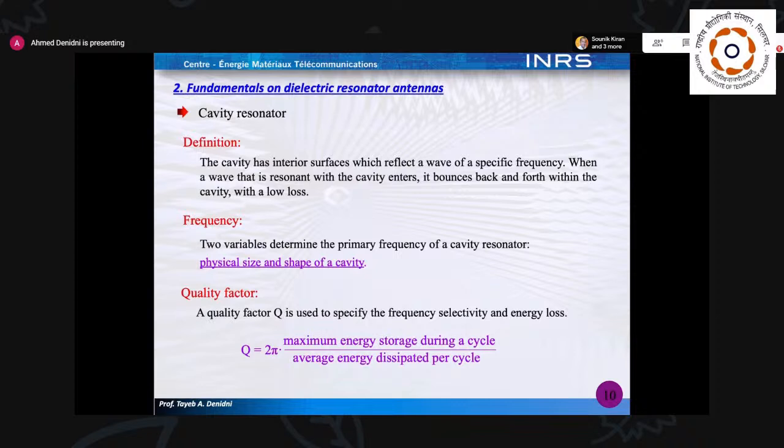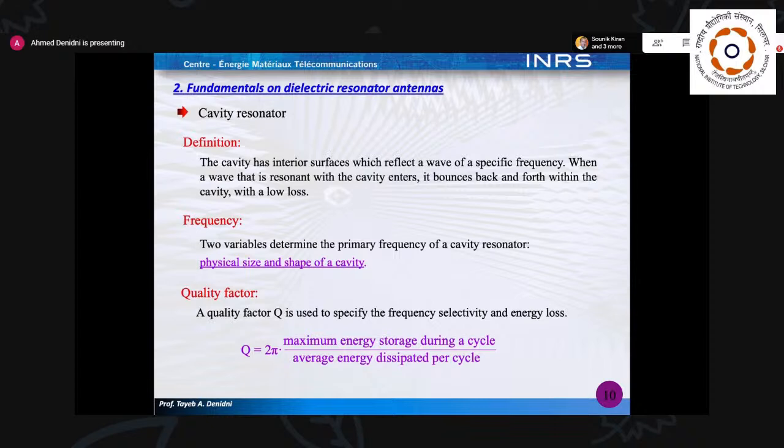Your frequency of operation of your cavity depends on two parameters. The first one is the physical size, but also the shape of the cavity. When I speak about shape, it is cylindrical, cube, spherical or hemispherical. This means there are just two parameters that control your resonance frequency. And the quality factor is the same definition as for any cavity: the maximum energy stored during the cycle divided by the average energy dissipated per cycle. We can define and calculate the Q factor for this resonator, and this depends on the stored energy and dissipated energy. The Q factor can give you an idea about your resonance frequency and the bandwidth. We can see this link between the bandwidth and the Q factor of this type of resonator.